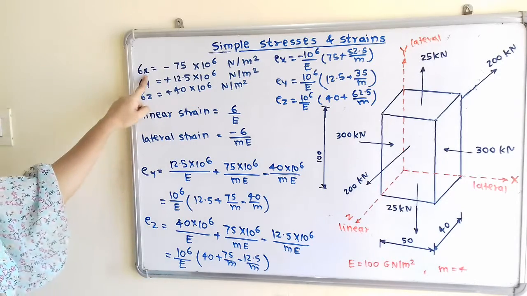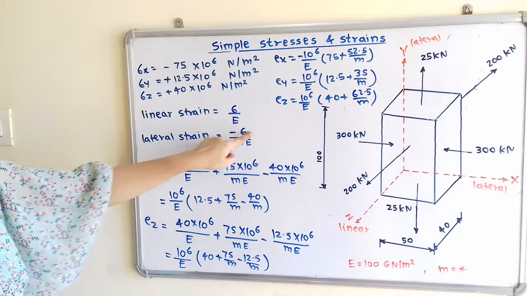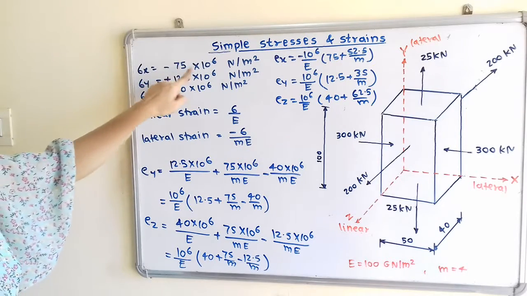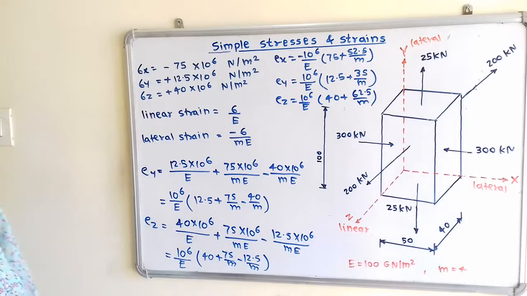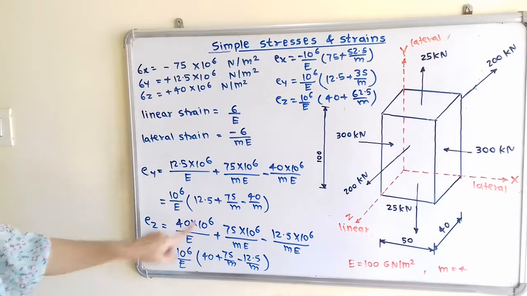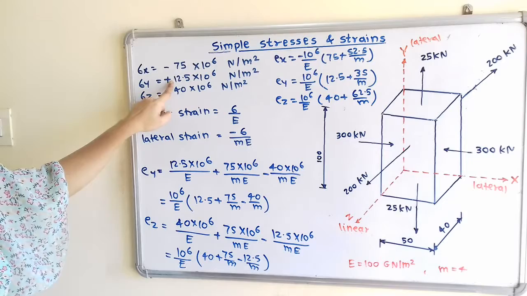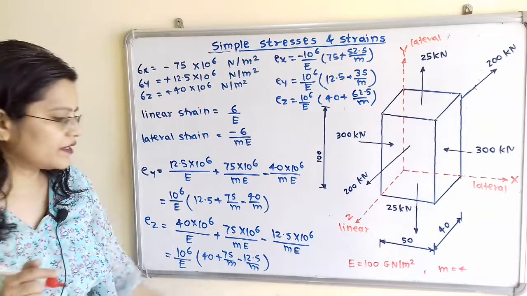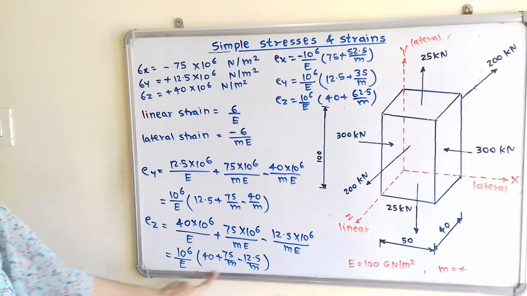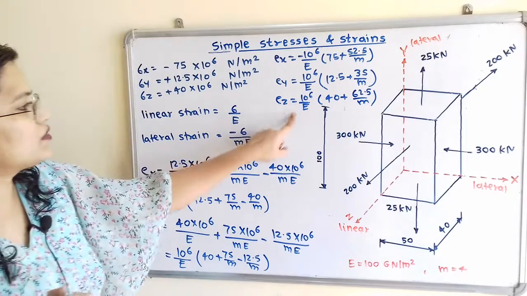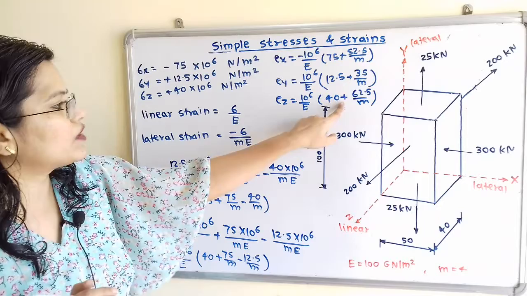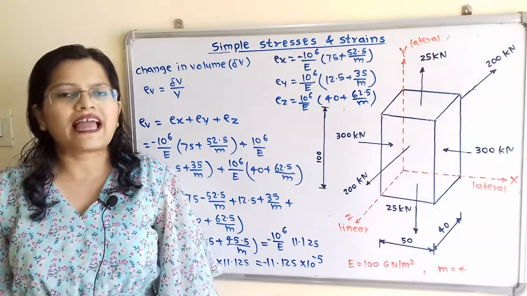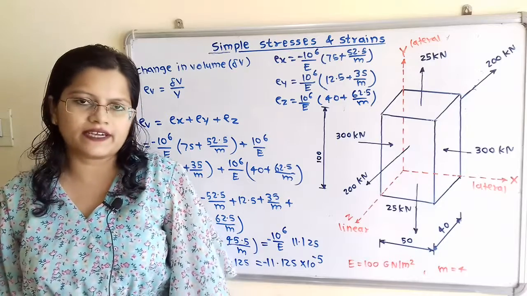Now we will move to the x direction. So x is minus sigma by ME. So here minus minus will become plus. Plus 75 into 10 raised to 6 divided by ME, and the remaining direction is y, that is minus 12.5 into 10 raised to 6 divided by ME. So when we calculate this, we will get the answer 10 raised to 6 by E, inside the bracket 40 plus 62.5 by M. We have to calculate the change in volume, delta V.